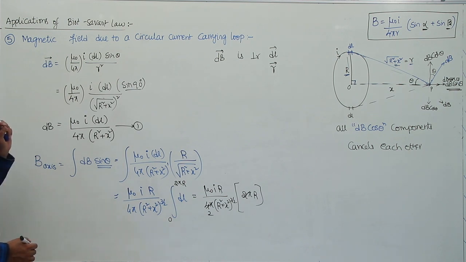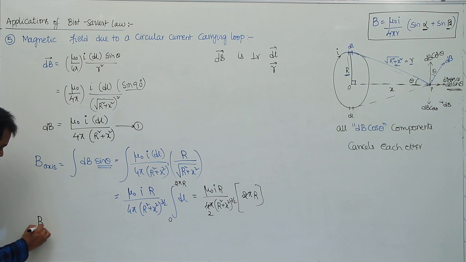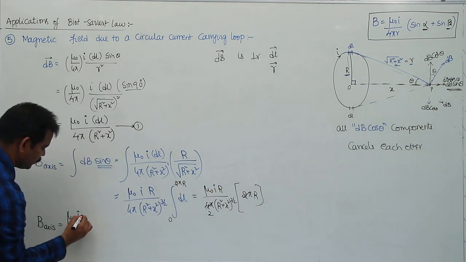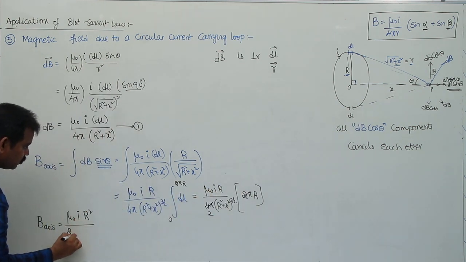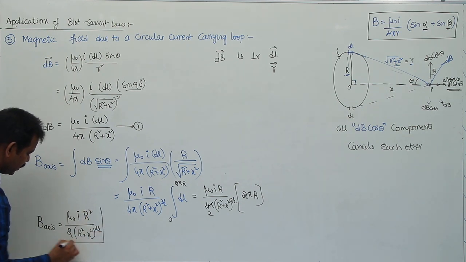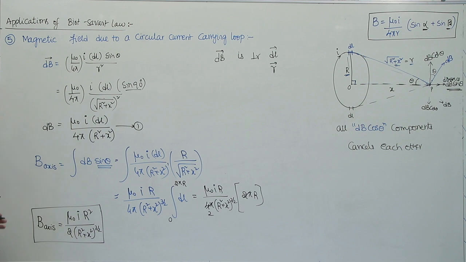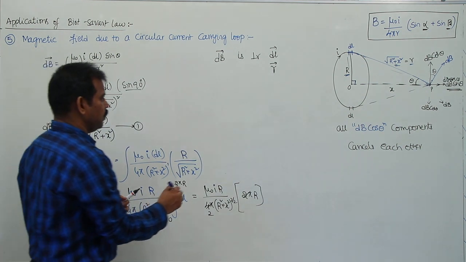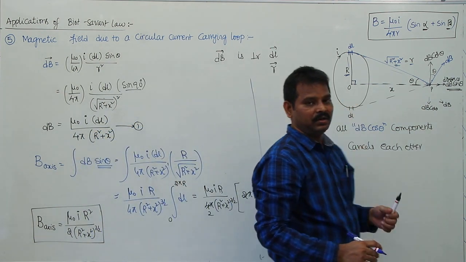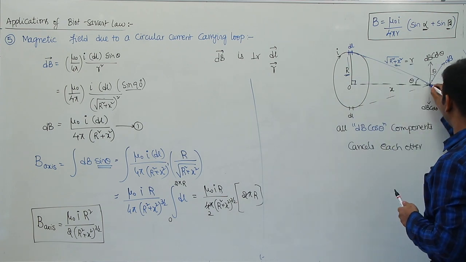The magnetic field on the axis of the circular current carrying coil is given by B equals mu naught times I into r square by 2 into r square plus x square whole power 3 by 2. So this is the magnetic field on the axis. Now based on this, we can find the magnetic field at different points. First, what happens if you take the magnetic field at the center? Just now we found the magnetic field at this point.